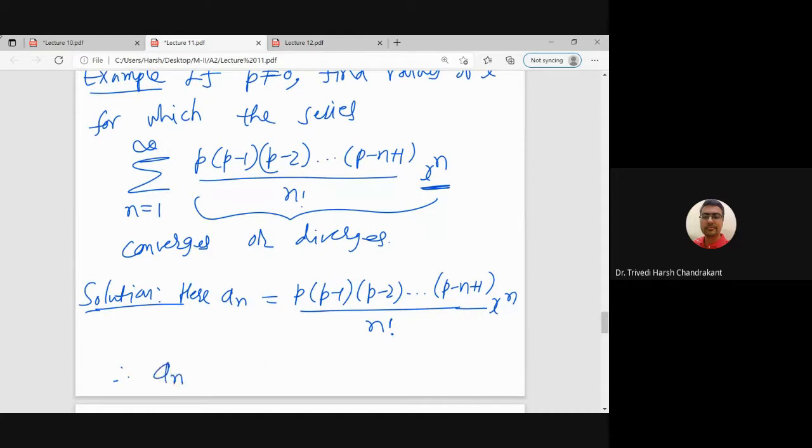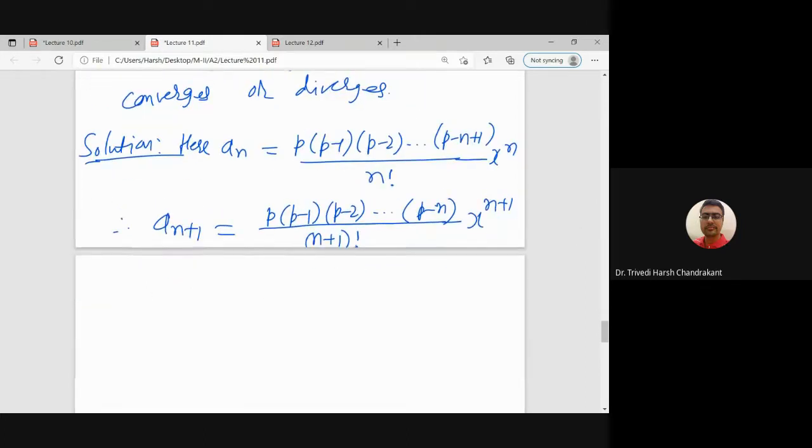So we want to apply the ratio test. We shall first find the n plus 1th term. Just substituting n plus 1 instead of n, we get p minus n plus 1 plus 1, so that means we'll get up to p minus n, and x power n plus 1. Right. So now we shall find the ratio. Therefore we get the limit as n tends to infinity of modulus a(n+1) by a(n).